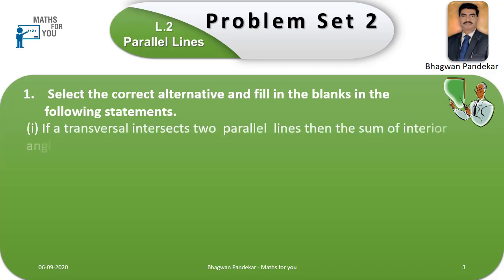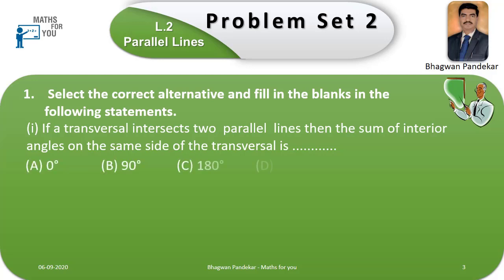First question, if a transversal intersects two parallel lines, then the sum of interior angles on the same side of the transversal is. Here the given alternatives are A 0 degree, B 90 degree, C 180 degree and D 360 degree. Here the correct alternative is C 180 degree.